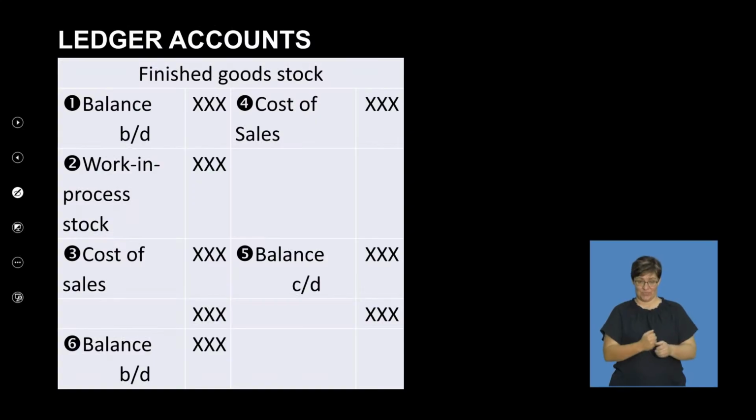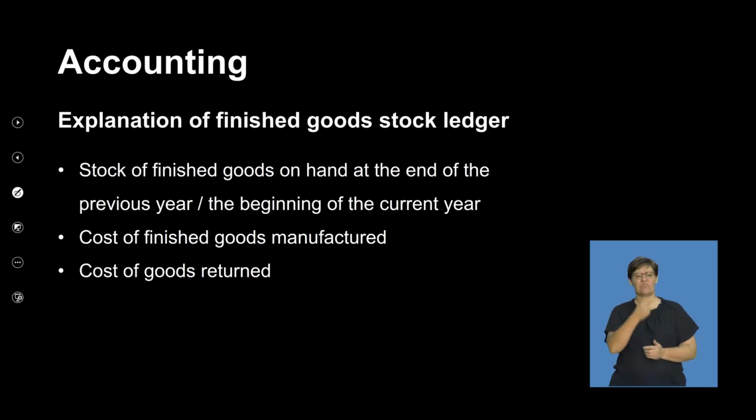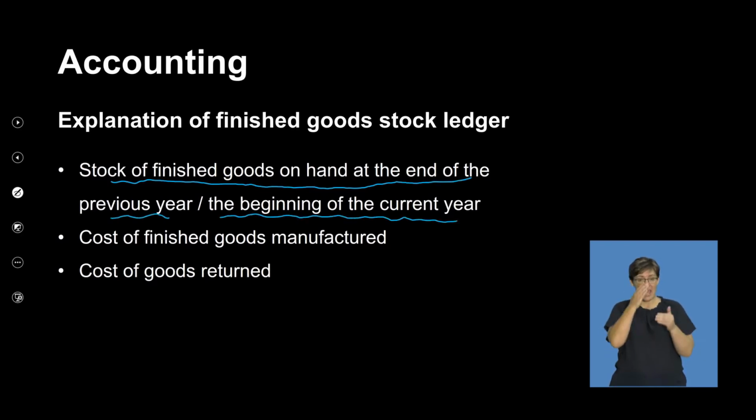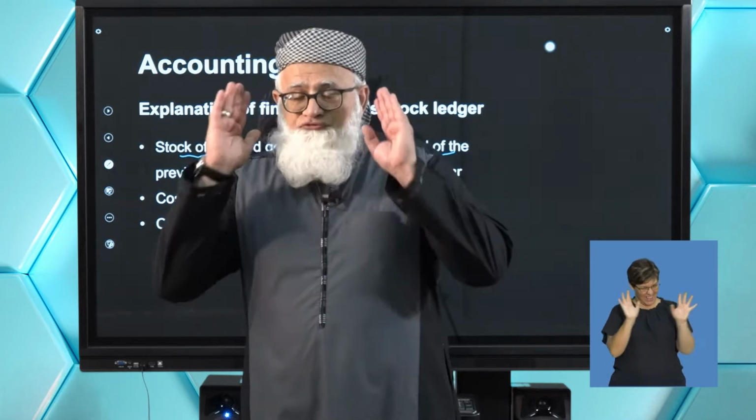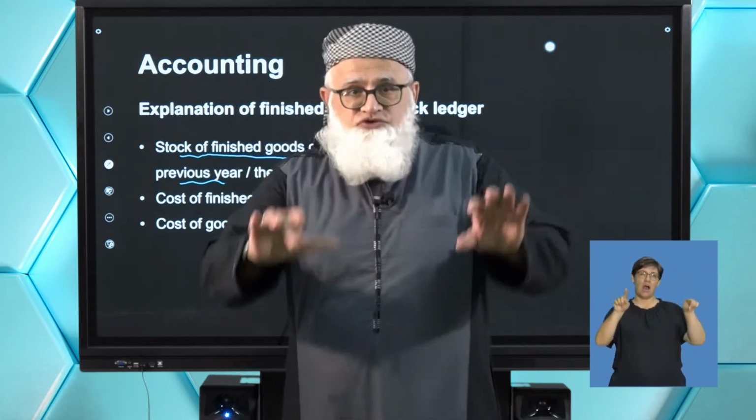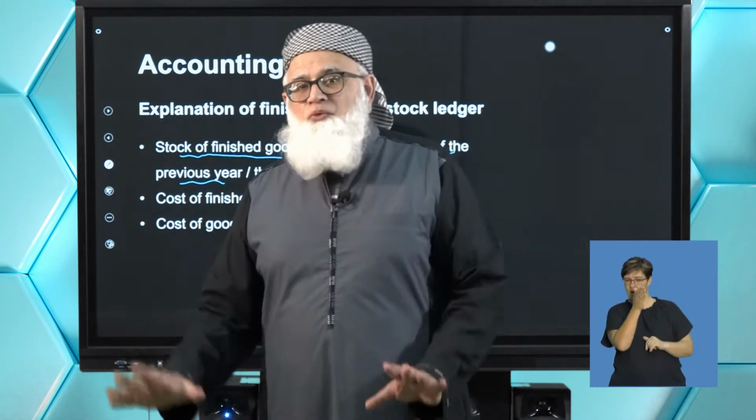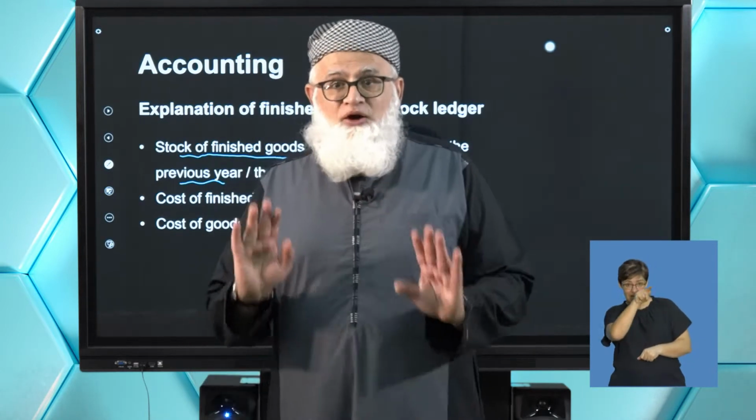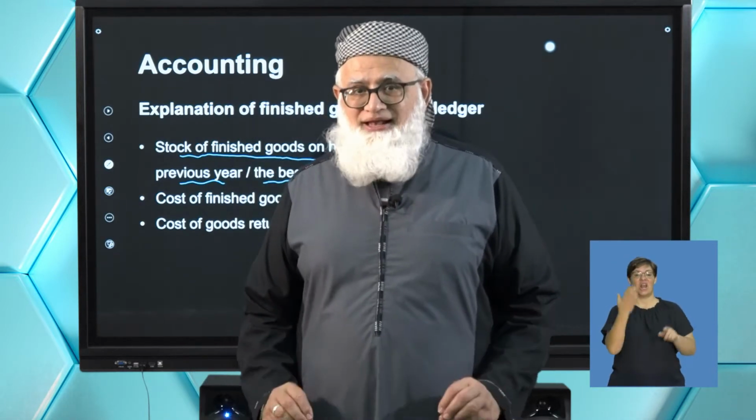In other words, your stock of finished goods on hand at the end of the previous year becomes the beginning of the current year. So that is done and dusted, clear. You have a perfect picture of the stock on the shelves in our showroom, telling you that those were the goods that we did not sell.